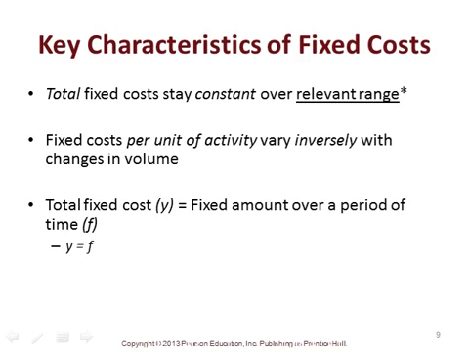And so our cost equation for this is total fixed cost Y equal to a fixed amount over a period of time, right? And that's simply Y is equal to F. So my total fixed cost is equal to the fixed amount over a period of time. And we want to keep in mind that the relevant range is the normal operating range of activity.